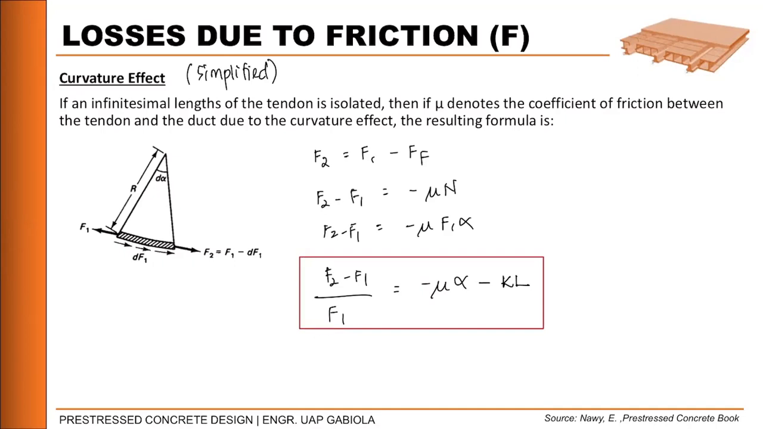Ngayon, pag kinuha natin yung value ni F2, ibabalik lang natin dun dito. So, this should be F2 is equals to F1 minus mu N minus KL. Okay? So, yung F2 natin will be F1 minus mu N minus KL.